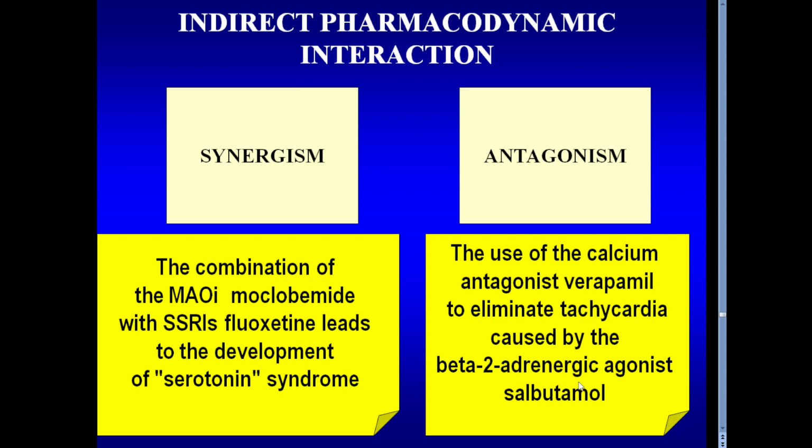Indirect interaction. Example of synergism: combination of moclobemide and fluoxetine. Both belong to antidepressants. But by the mechanism of action, moclobemide belongs to MAO inhibitors, and fluoxetine belongs to selective serotonin reuptake inhibitors. Different mechanisms, different biomolecules, but both cause accumulation of serotonin. And this combination can cause development of serotonin syndrome, an adverse reaction.